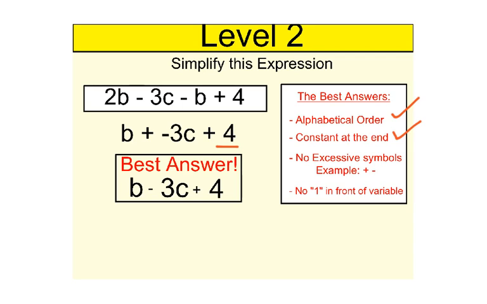Now, this one we did have to write. If you look, and I wanted to make sure that you saw both answers at the same time, this has plus a negative. I changed it to just minus c, and that's how I did this step right here. And then the no 1 in front of the variable we took care of at the beginning. It was 1b. We just wrote a plain old b. Okay, so this is my best answer right here in the box.